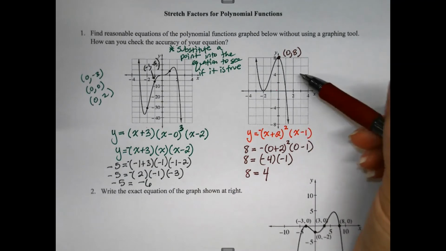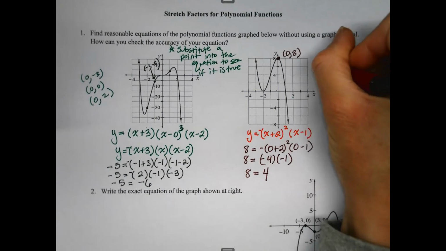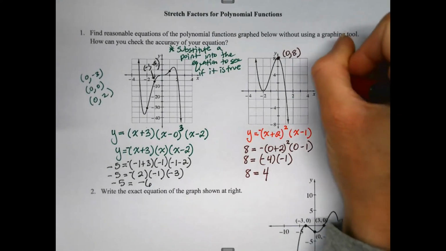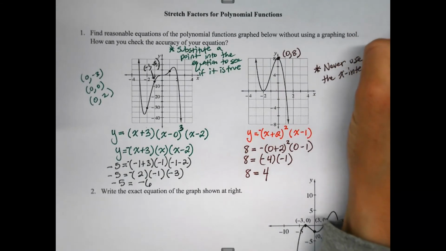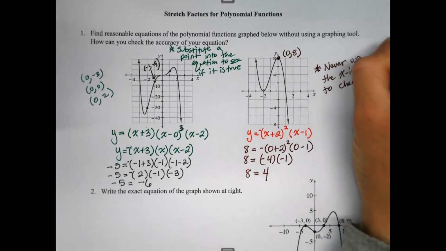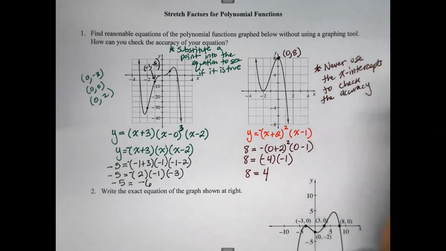Now, whenever you're trying to check a point, we never use the x-intercepts to check the accuracy of an equation.